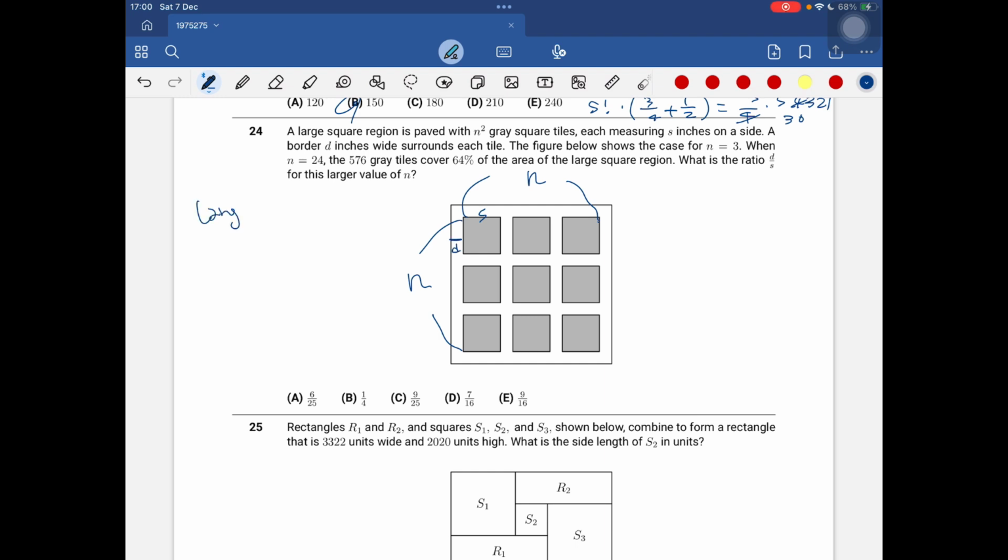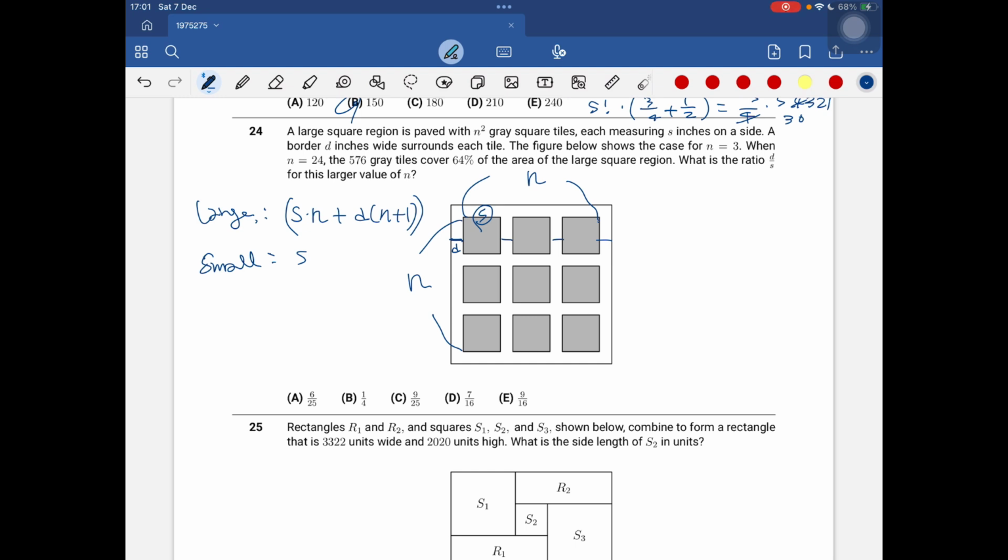So the large side is S times n, and there are 1, 2, 3, 4 borders of D, so n plus 1. When we have 3 squares here, we have 4 pathways, for example. So this is the side, and the small one is just as it says.